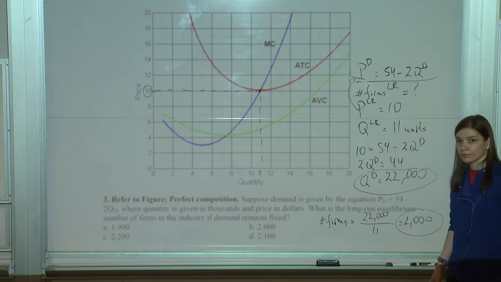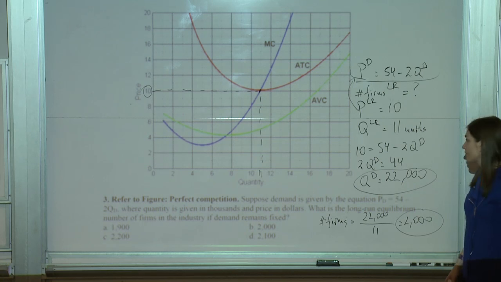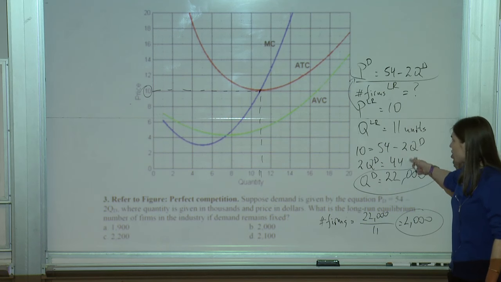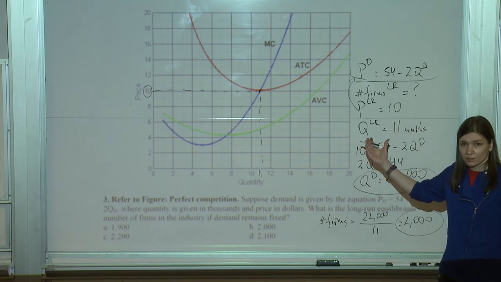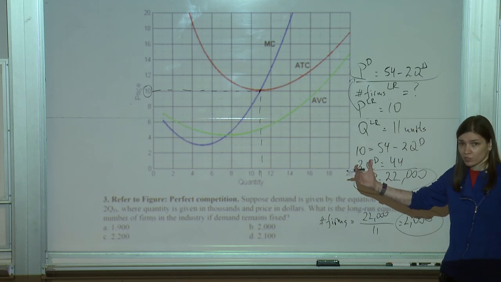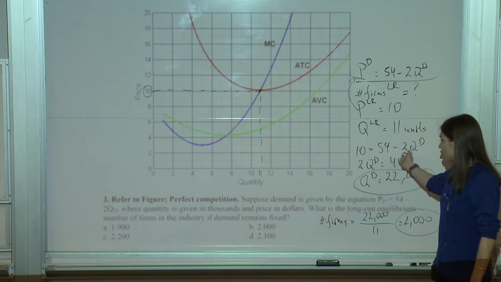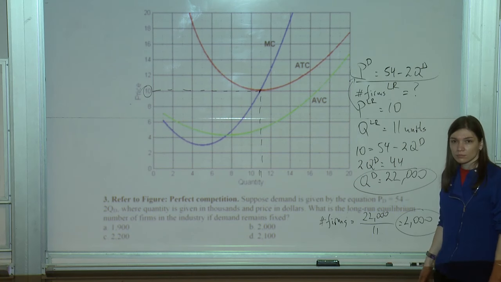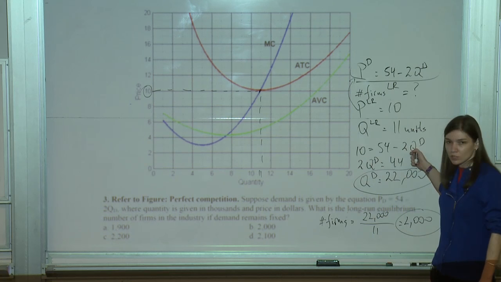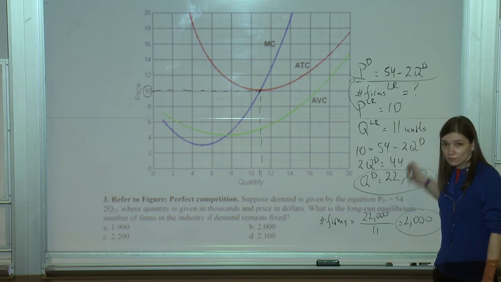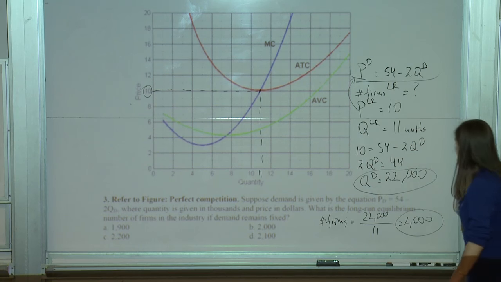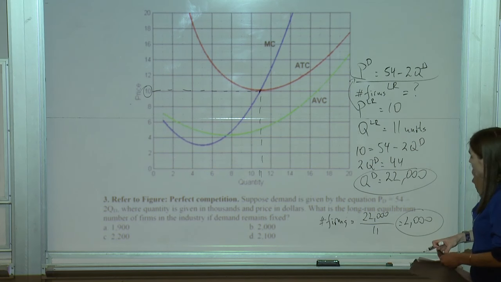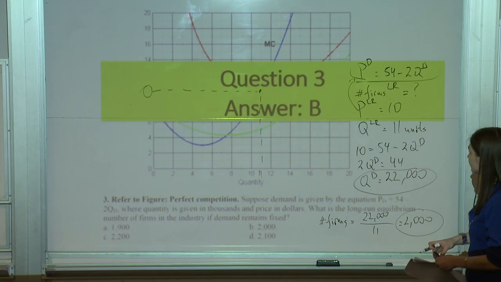Can you explain how you got to the 2,000 again? From the second part, 2QD equals 44? Can I explain this part? I know the long run price is going to be 10. If I plug that in the demand curve that I have, the market demand, and solve for the quantity. Right? I'm just solving this equation for Q. All right, so the answer here would be B.